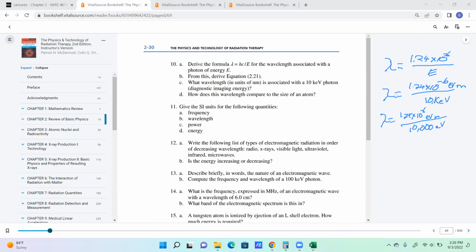Because basically I'm taking this and multiplying it by 1,000 in order to convert from KeV to EV. And I should have 4 zeros there. Okay. So now I'm going to take this, multiply it out, and I should get the wavelength at the very least in meters. So let's go to Excel.